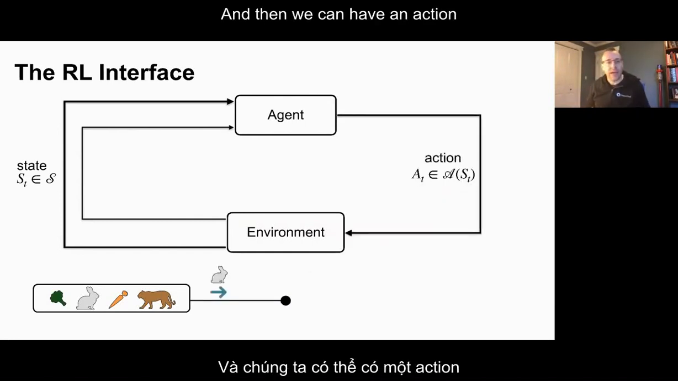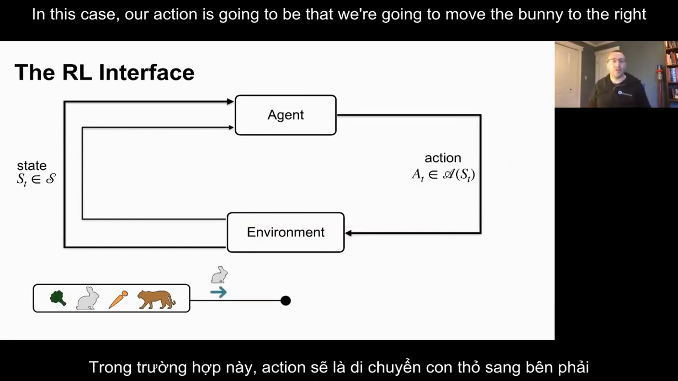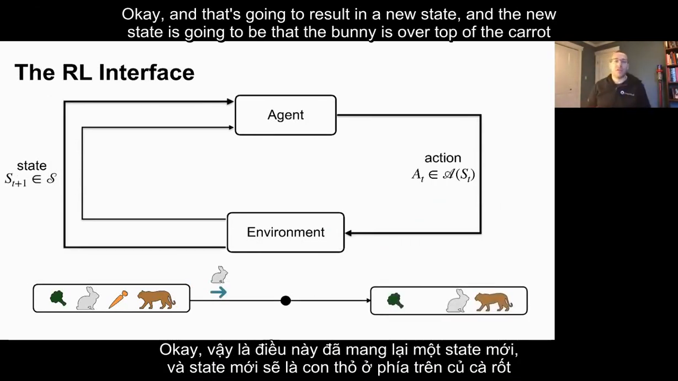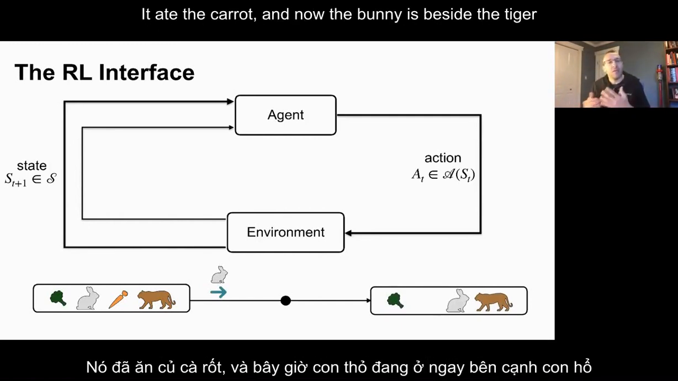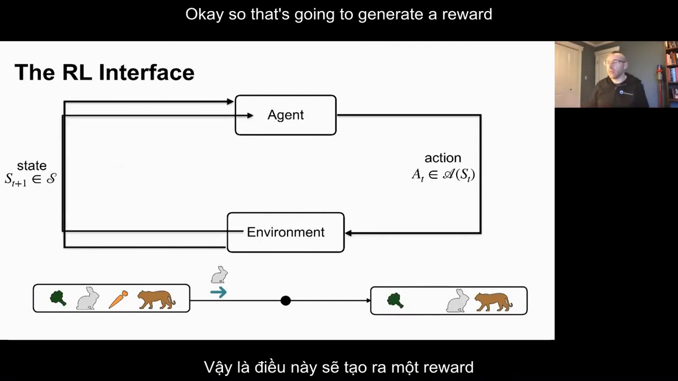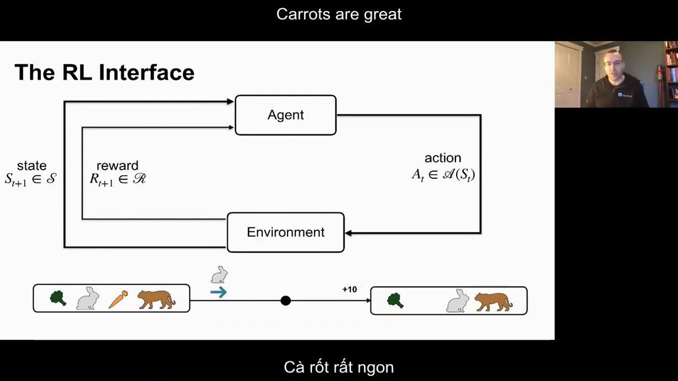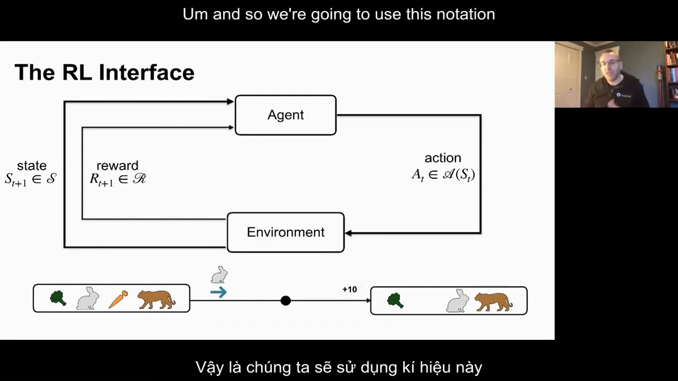And then we can have an action. In this case, our action is that we're going to move the bunny to the right. And that's going to result in a new state. The new state is that the bunny is over top of the carrot, it ate the carrot, and now the bunny is beside the tiger. So that's going to generate a reward. The reward is plus 10 because rabbits really, really like carrots. Carrots are great.